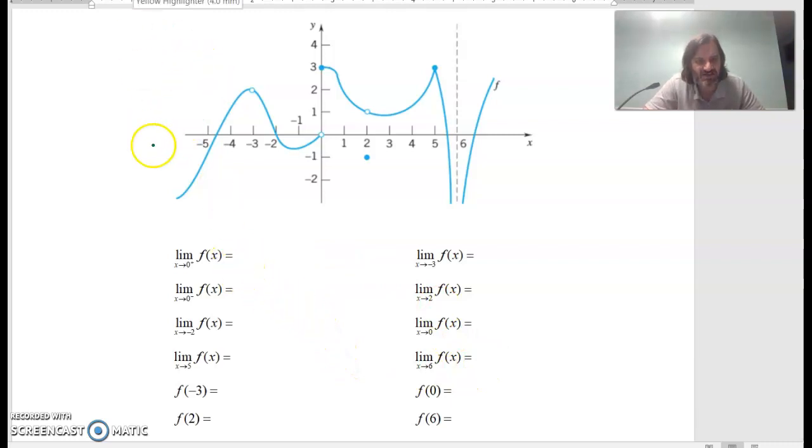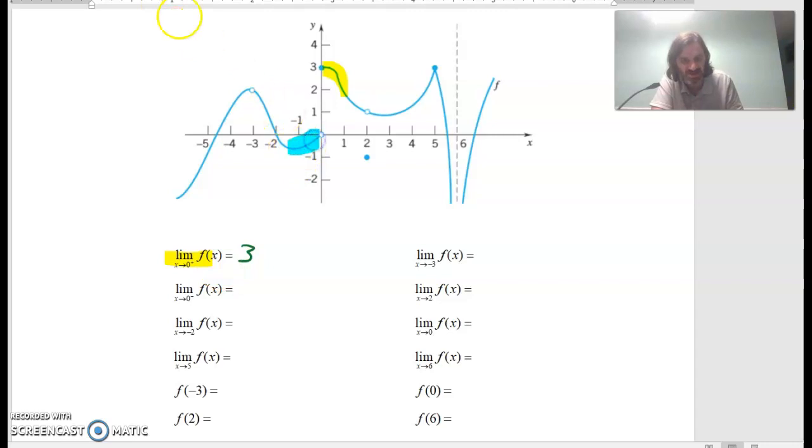I'll do my best. The first one, limit as x approaches 0 from the right. So if I come at x equals 0 from the right, it looks like I'm going to hit a height of 3. If I come at 0 from the left, it looks like my height is going to be 0.